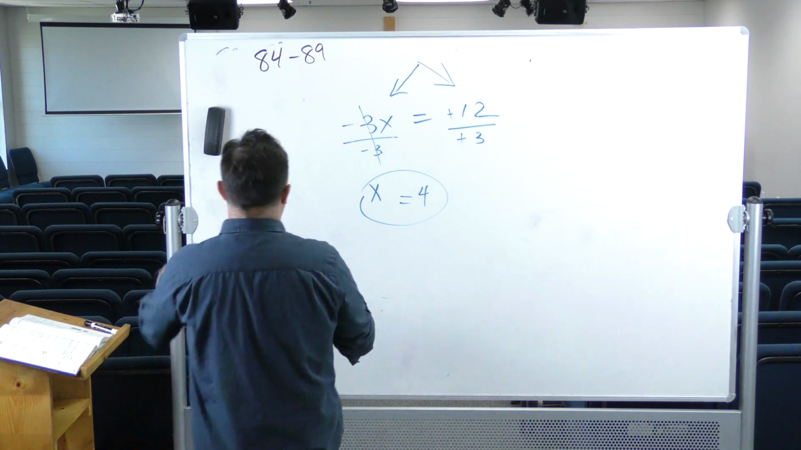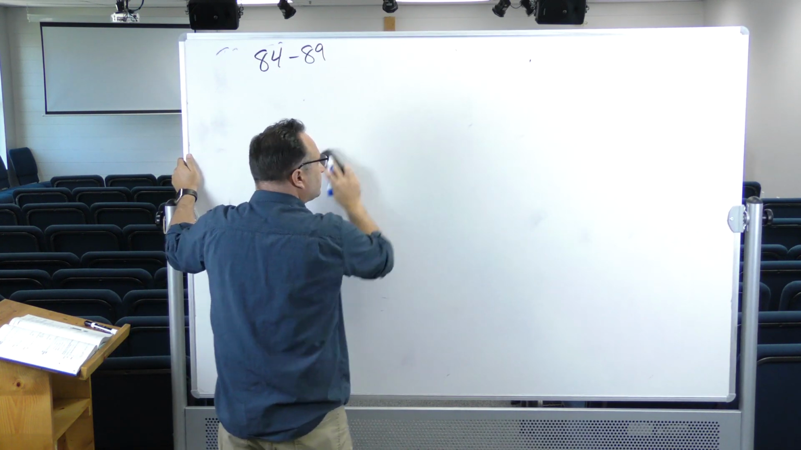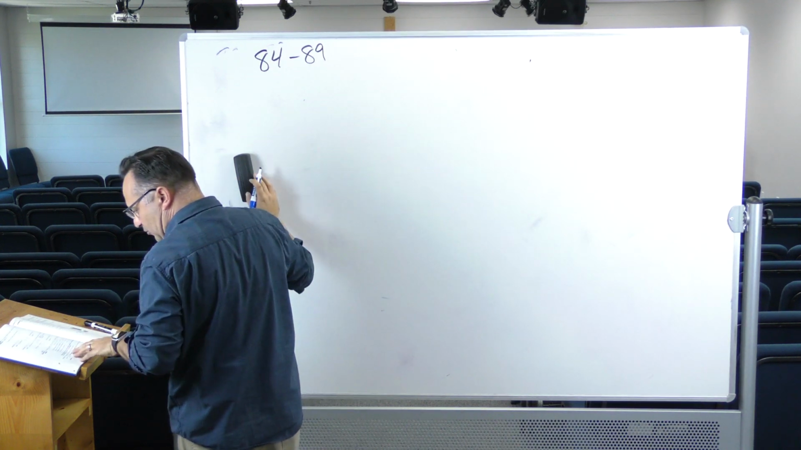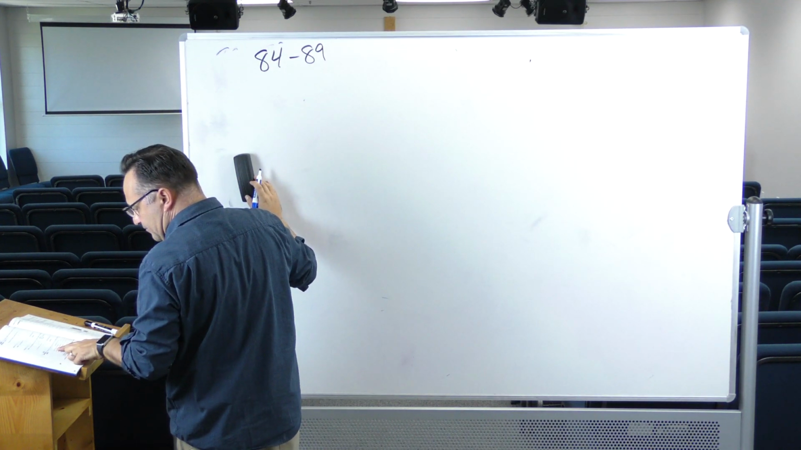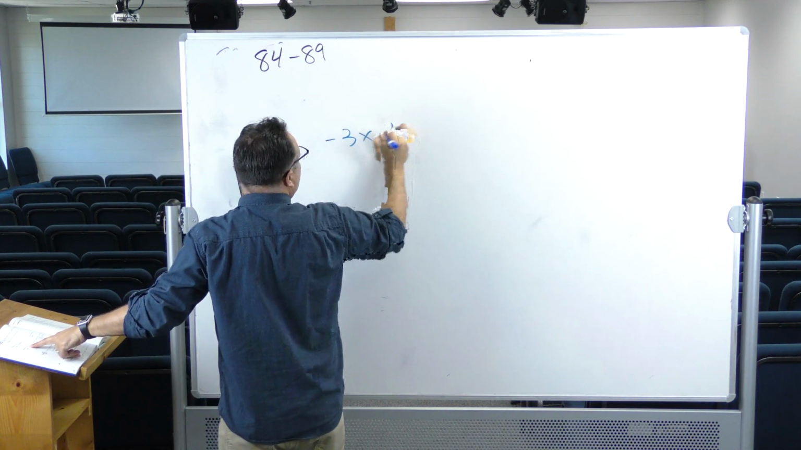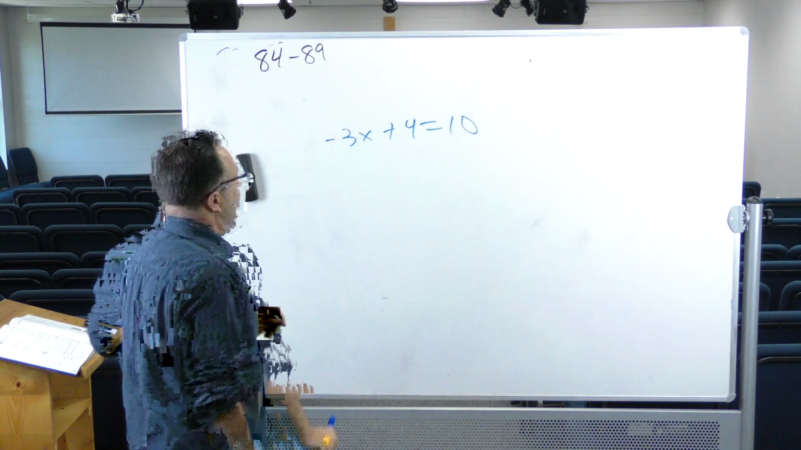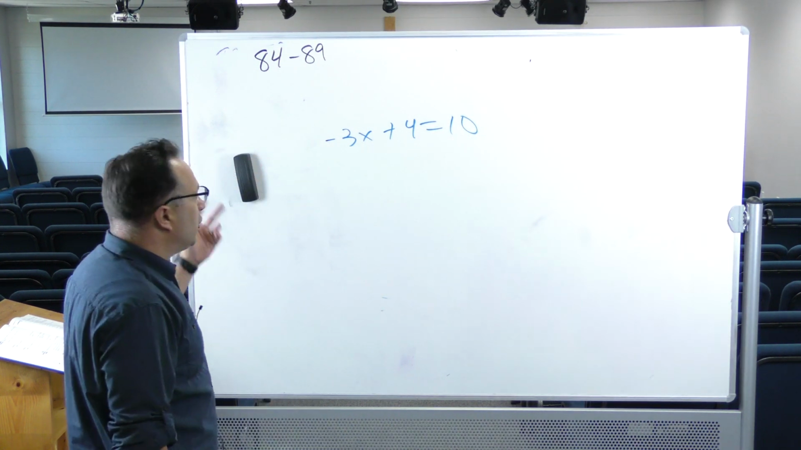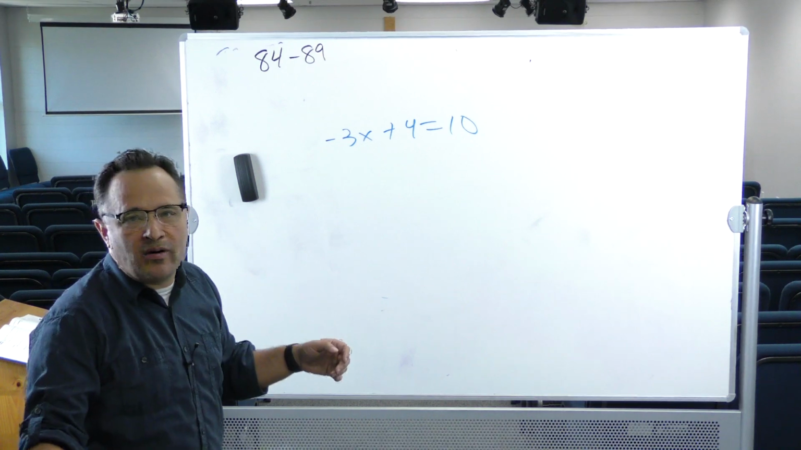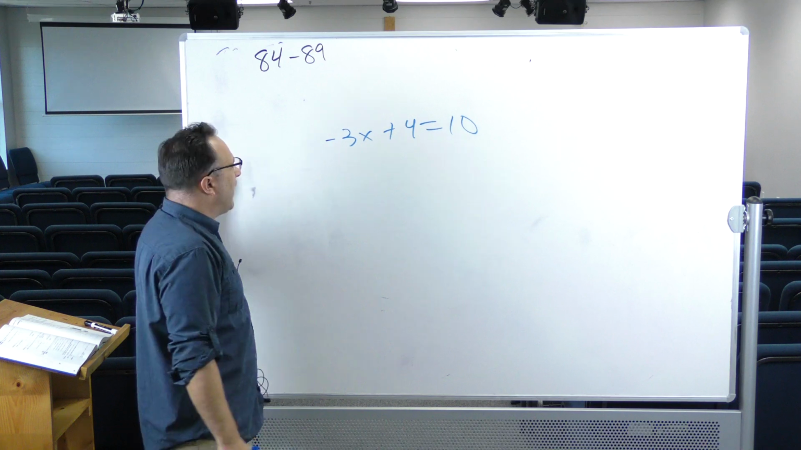So let me go on to the next one. And we're going to get rolling here. Let's go to 84.4. I have a negative 3x plus 4 equals a positive 10. Okay, again, this is not as difficult. That second one's the most difficult one we've done. But we'll do a couple of practice problems. I know there's one like that as well.